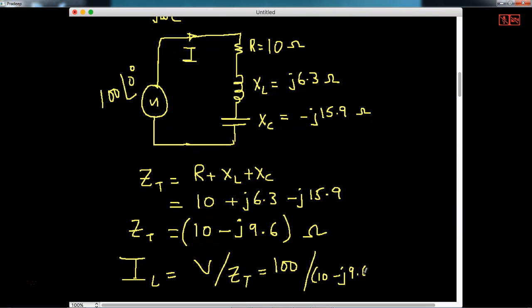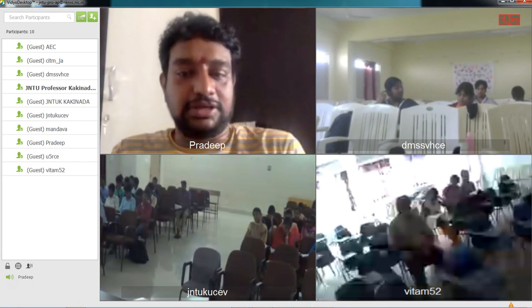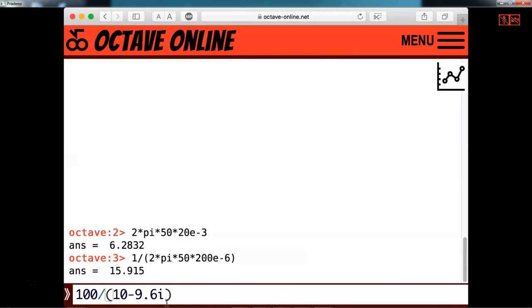So this is an operation involving complex numbers, and again I need to use some kind of calculator to do this calculation. So let me go back to my MATLAB screen and do that calculation. In electrical engineering we use j, because I is used for current, so as not to confuse. The way we specify a complex number in MATLAB is that the i comes after the number. So 10 minus 9.6i is the proper way.